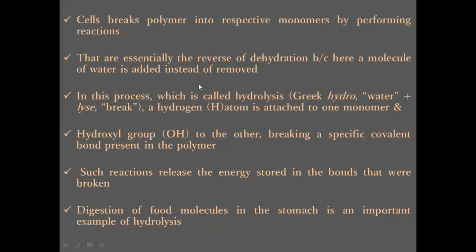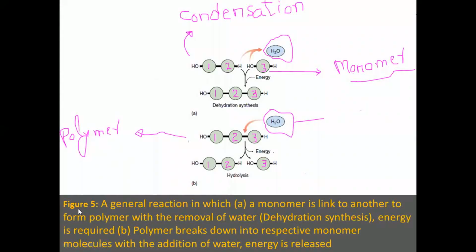In the first reaction, the condensation reaction, we studied that water is released, and in this reaction, the hydrolysis, water is added. So this is the reverse of the condensation reaction. Here we can see in this figure 5 a general reaction. We already discussed this first reaction, the condensation reaction. Now come to the B section. A polymer breaks down into respective monomer molecules with the addition of water, and energy is released.